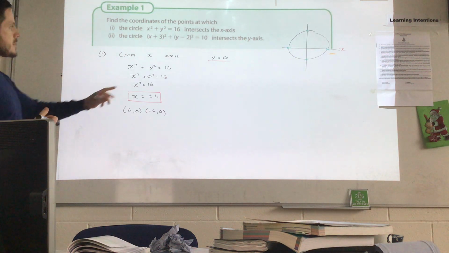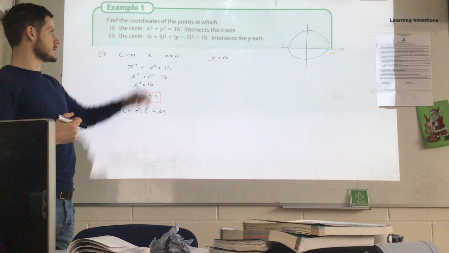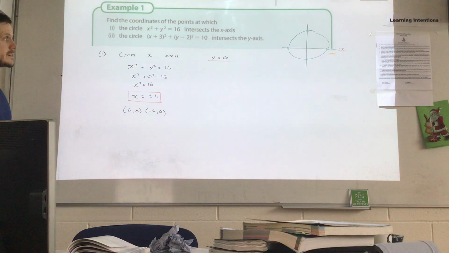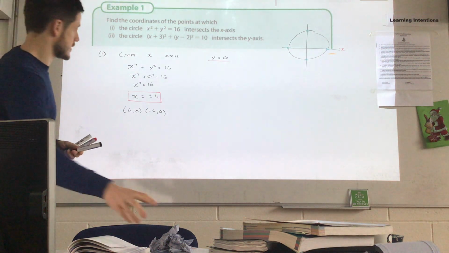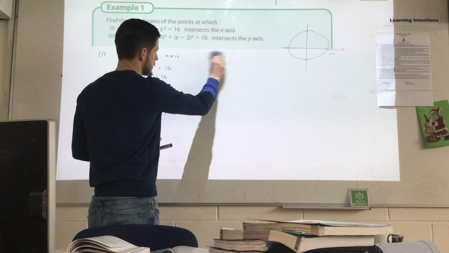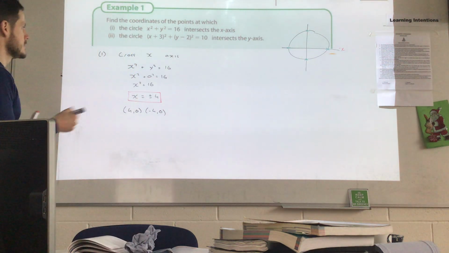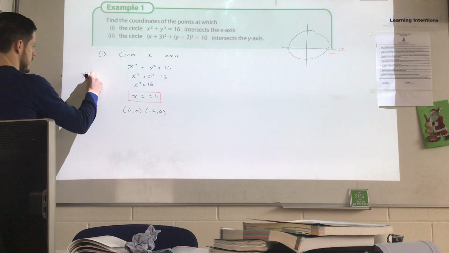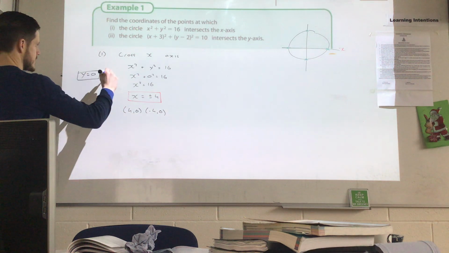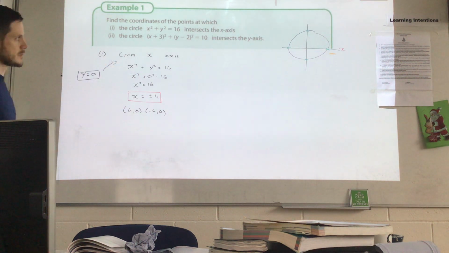We could do the opposite way. We could say across the y-axis, we could just make x equal to 0. And in this case, it's going to give us the exact same answer, just inverted. I'm going to write that there. Across the x-axis, y is equal to 0.